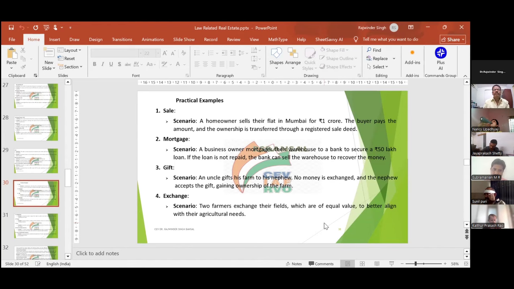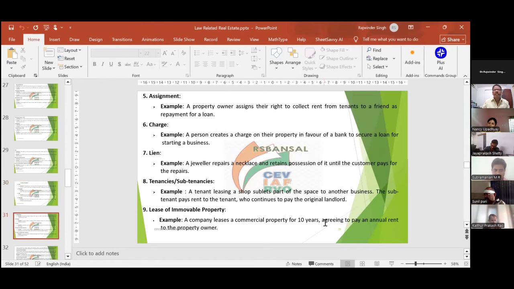Gift. An uncle gifts his farm to his nephew. No money is exchanged and the nephew accepts the gift, gaining ownership of the farm. Exchange. Two farmers exchange their fields, which are of equal value, to better align with their agricultural needs. Assignment. A property owner assigns their right to collect rent from the tenants to a friend as repayment for a loan.